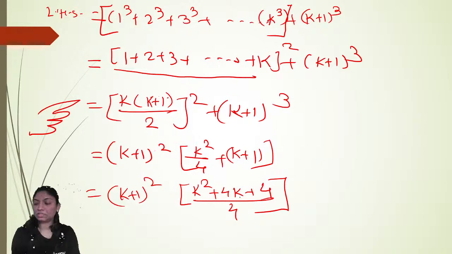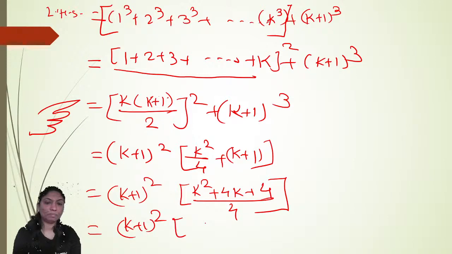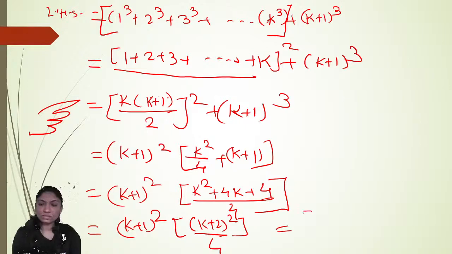(k plus 1) bracket square into bracket (k square plus 4)/4, right? Here (k plus 1) bracket square. So we take (k plus 1) bracket square into bracket. So here (k plus 1) bracket square into bracket, we get (k plus 1) bracket (k plus 2) bracket square, right? Plus 2 bracket square by 4.